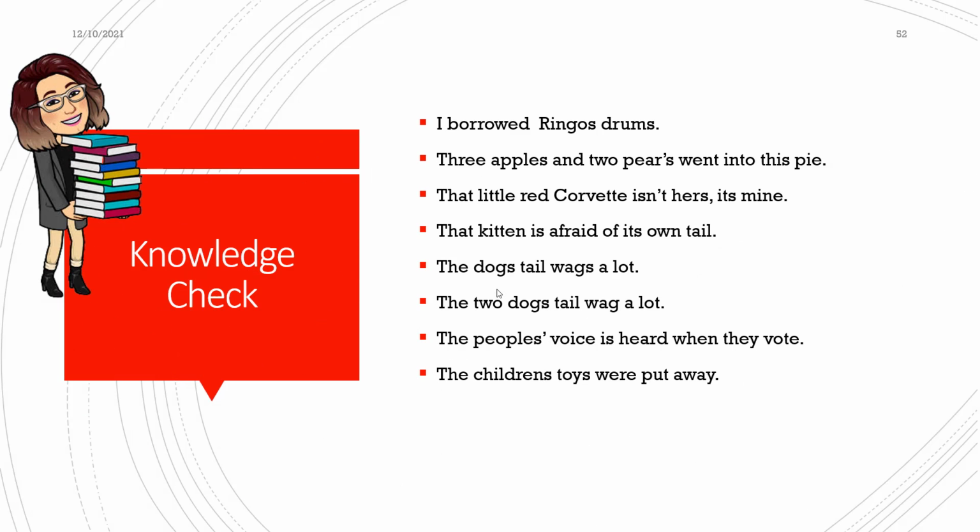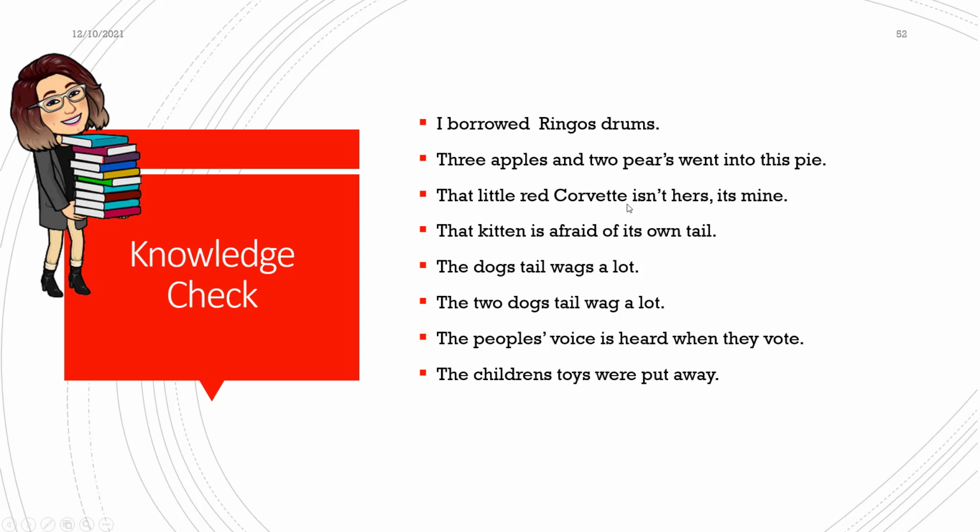So knowledge check. Which of these is correct? I'll give you a few minutes to try to figure out which sentences are correct and which sentences are wrong. So here, this one is missing an apostrophe. I borrowed Ringo's drums. 3 apples and 2 pears. So when you have a plural, no apostrophe.